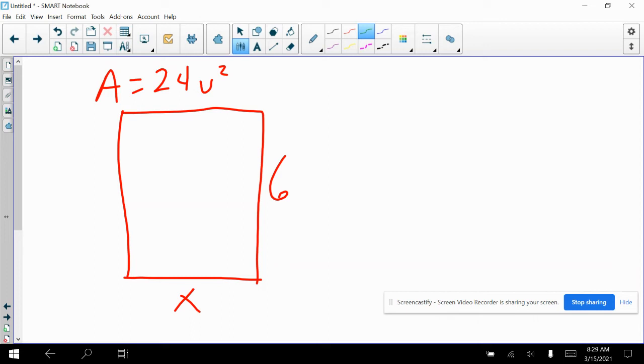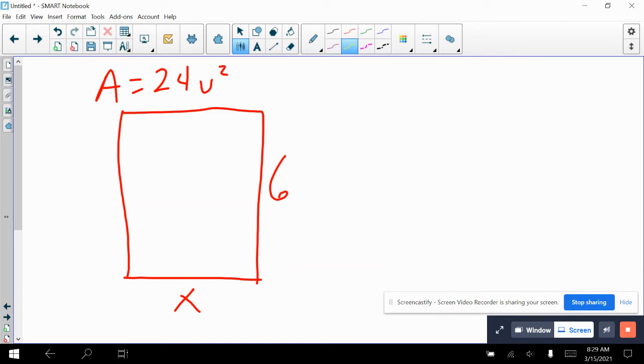All right, so how can we solve for x? Well, the first thing is we have to come up with an equation. Yes, I know probably all of you are thinking, well, the answer is 4, Mr. Fisher. I get it. But unfortunately, you got to write an equation and then solve it.